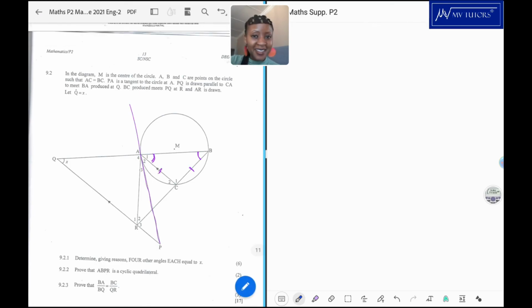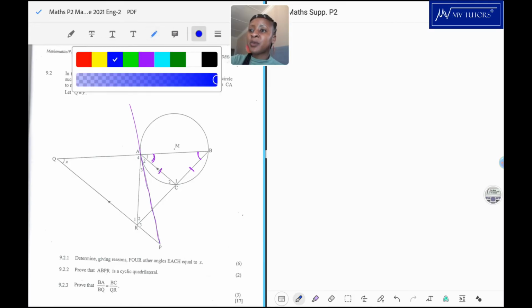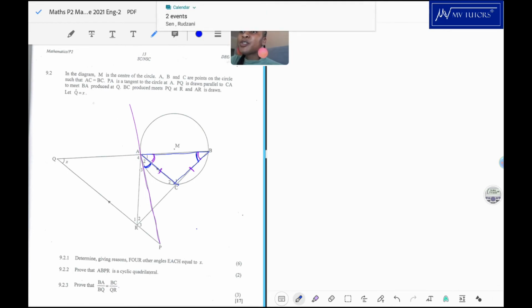And when I hear that it's a tangent, I am reminded of the tan-chord theorem. So I'm going to see, where do I have a triangle? So I have a triangle here, ABC. So I know that A2 is actually equal to B. All right, is that it? Yeah, that's all I have. All right, PQ is drawn parallel to CA. Okay, PQ, where is PQ? There it is. Okay, is drawn parallel to CA.